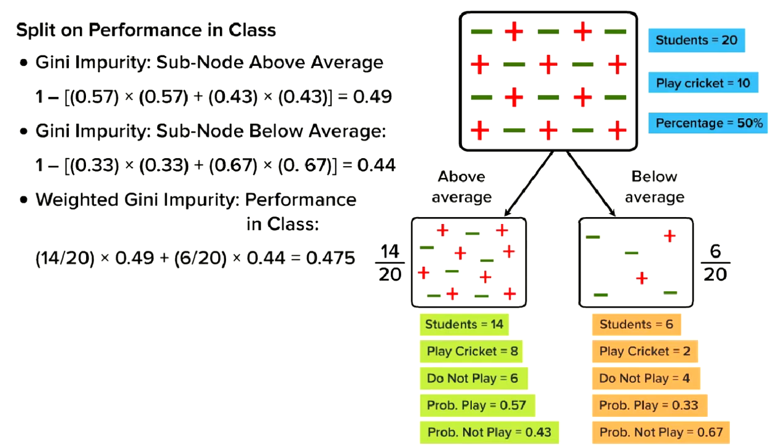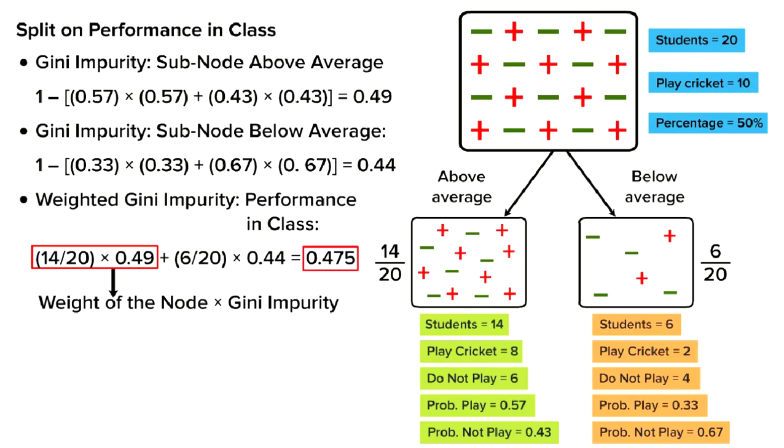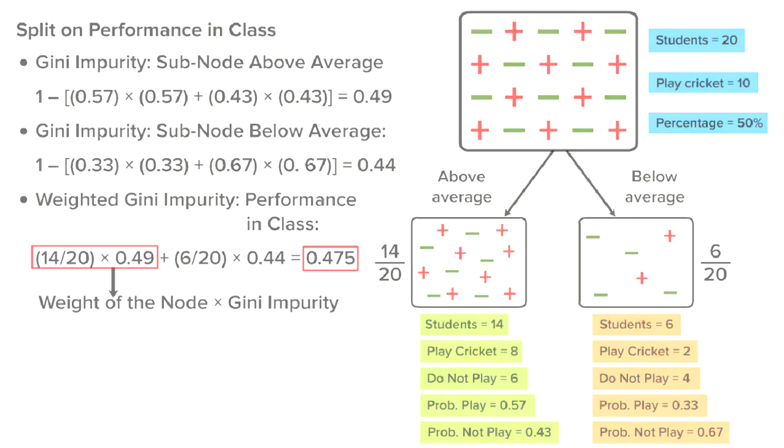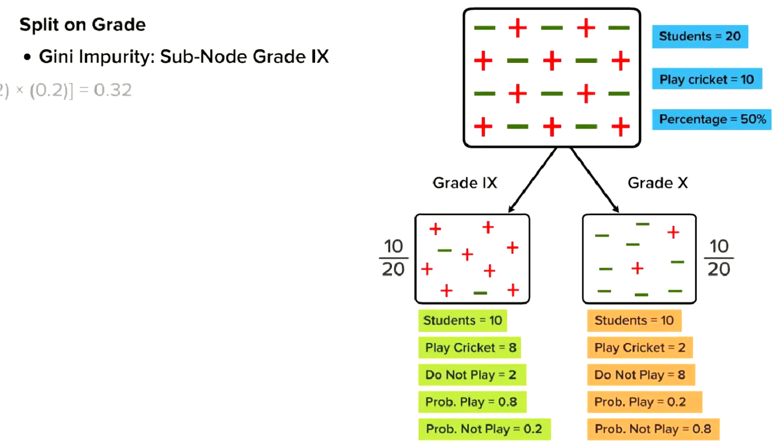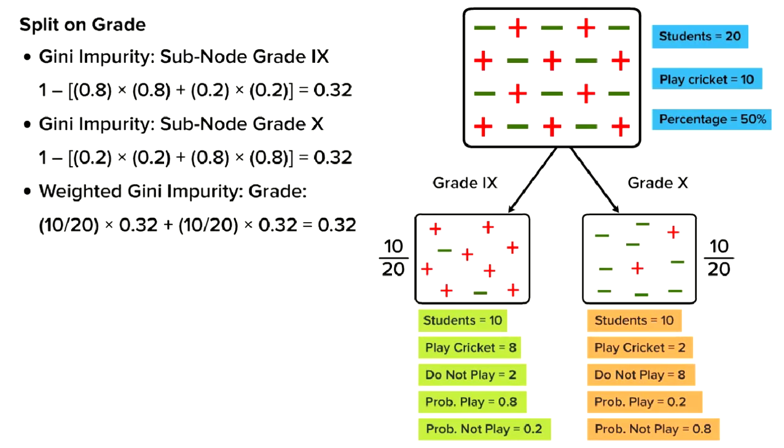So the weighted Gini impurity will be the weight of that node multiplied by the Gini impurity of that node. The weighted Gini impurity for the performance in class split will be 0.475. Similarly, we will calculate the weighted Gini impurity for the split on grade. Here, we have calculated the Gini impurity for the split on class, which is around 0.32. I recommend you do these calculations on your own and then come back and match your values with the ones shown here.